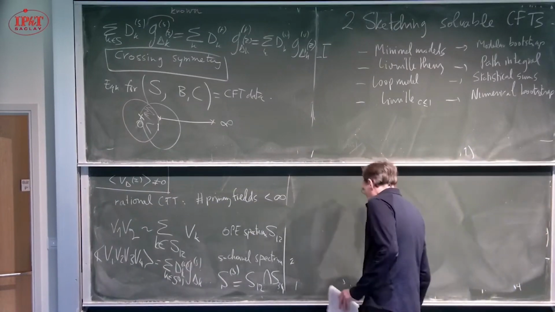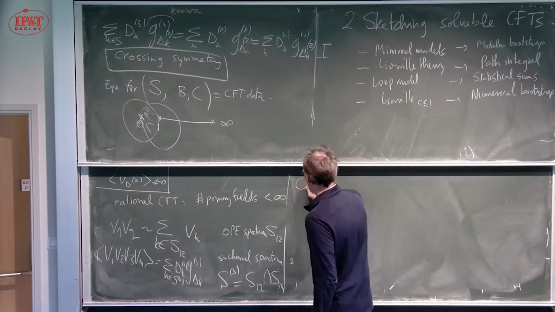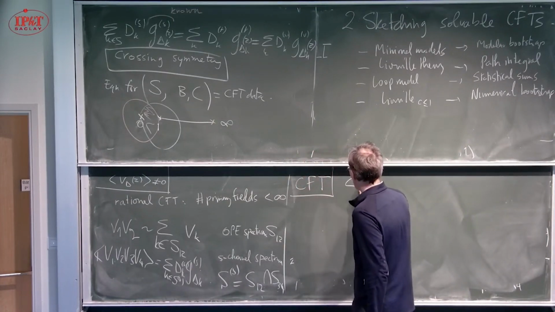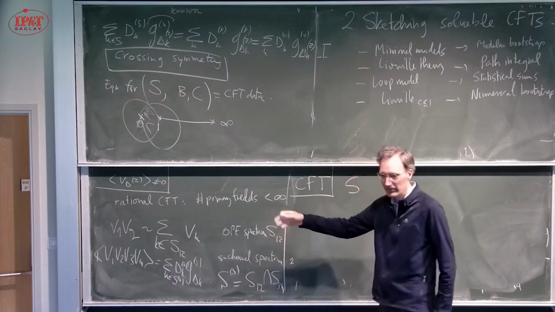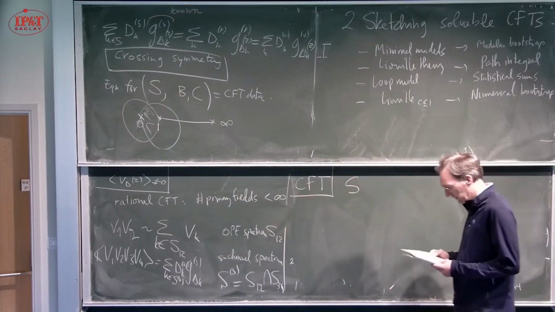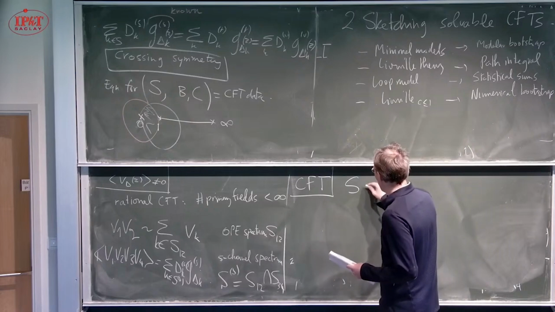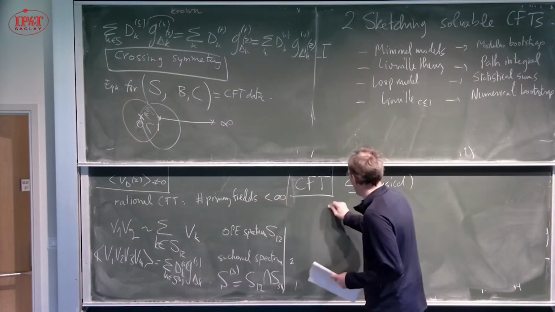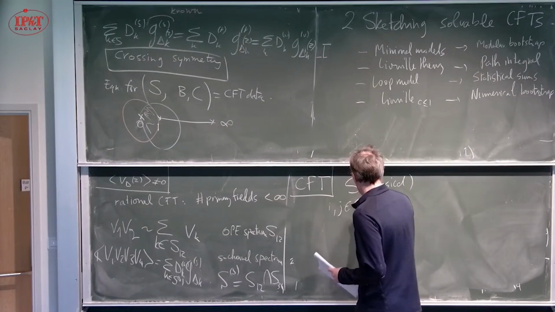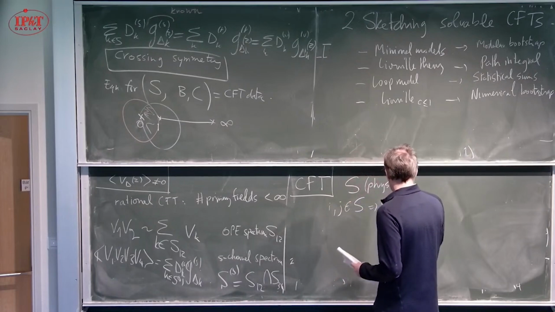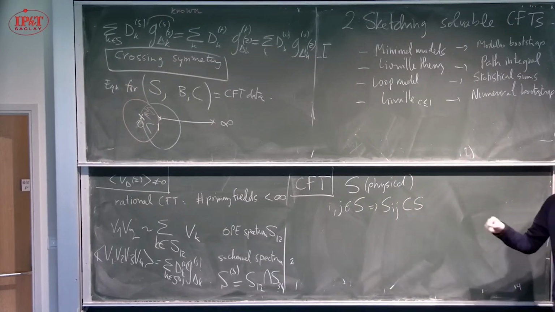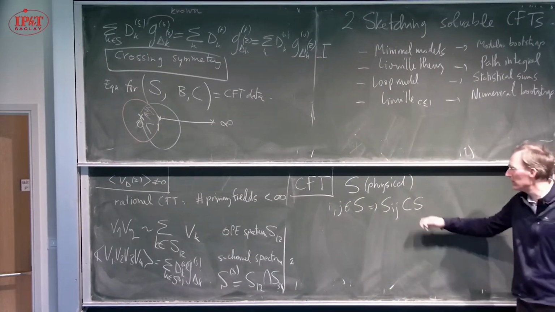And next, if I consider the whole CFT, it has a spectrum S, which is basically the union of all these spectrums. So the spectrum, which I would call physical, has to be such that if i and j belong to S, then all of Sij is included in S. So all fields I get in the OPEs should also be in the physical spectrum.